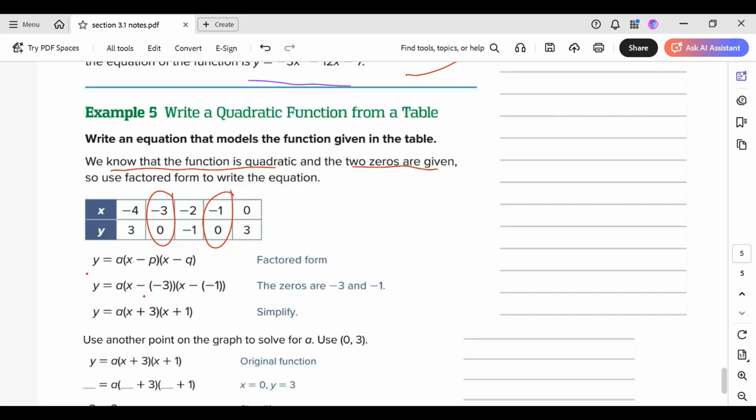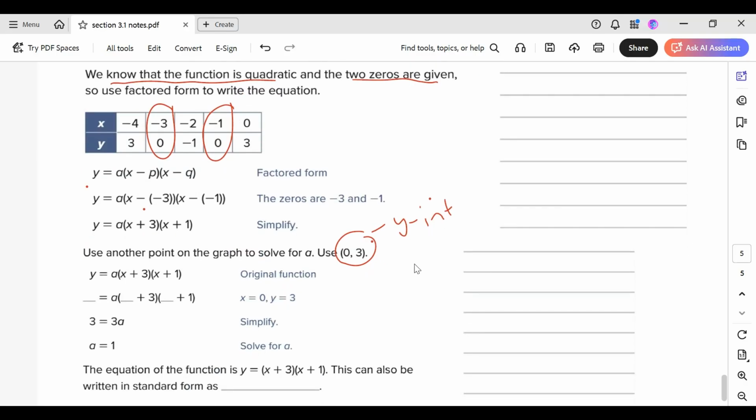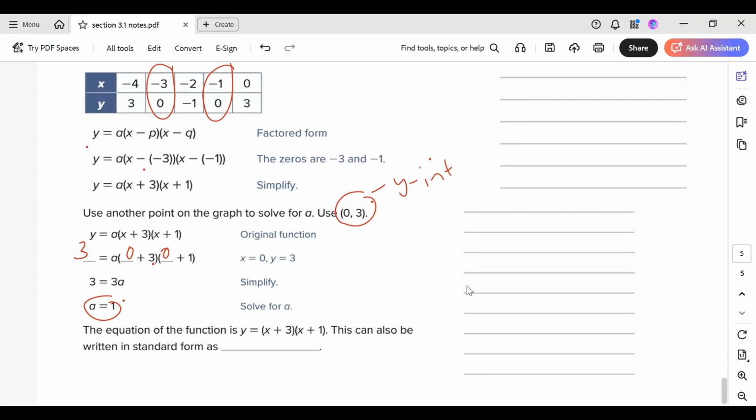Then you can pick another point. In this instance, they used the y-intercept and plugged in for x and y. So we're going to put a 3 here. A, we don't know. X is 0. X is also 0. Well, in here we get 3 times a times 1, which is 3a. Then we divide both sides by 3 and we got the a value of 1. When we write back our equation, normally we don't put the 1 there, but it's there.